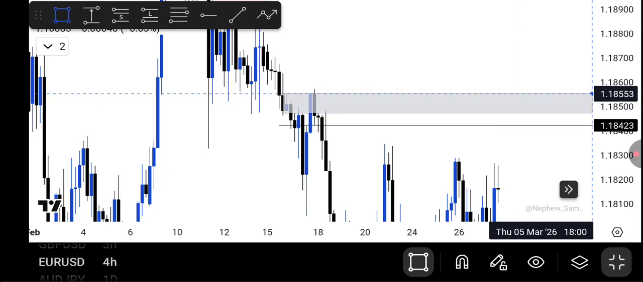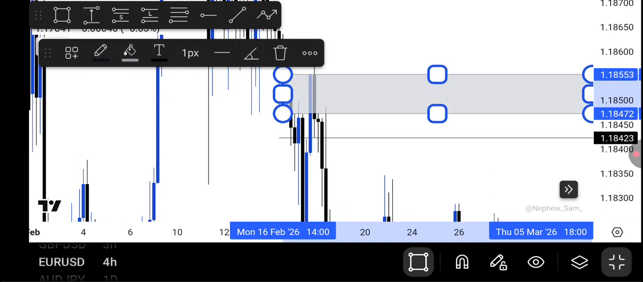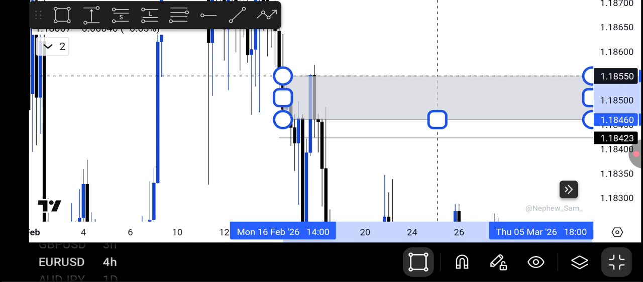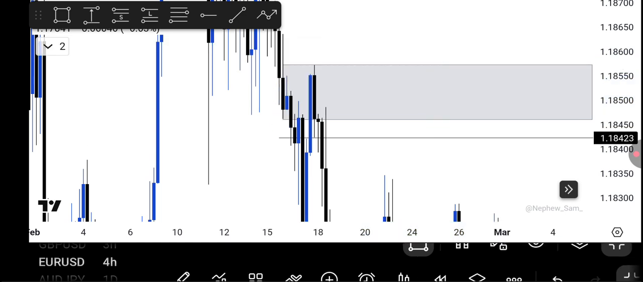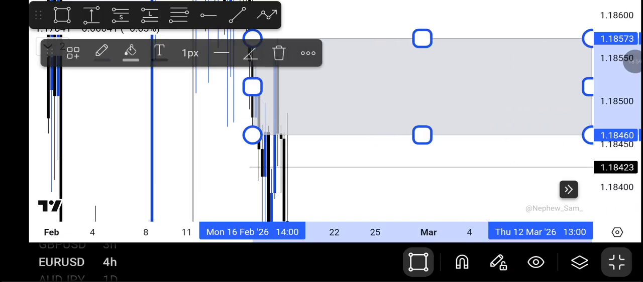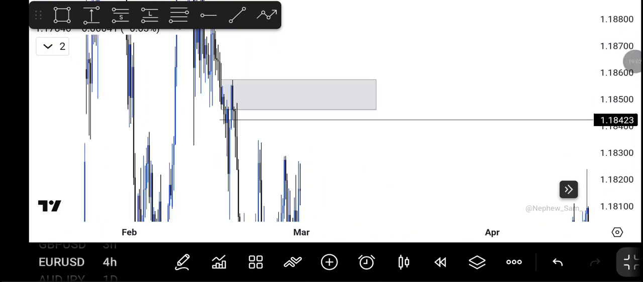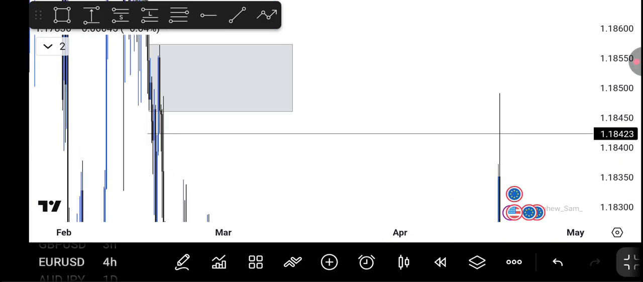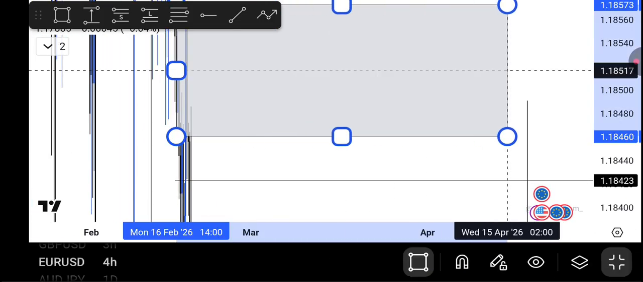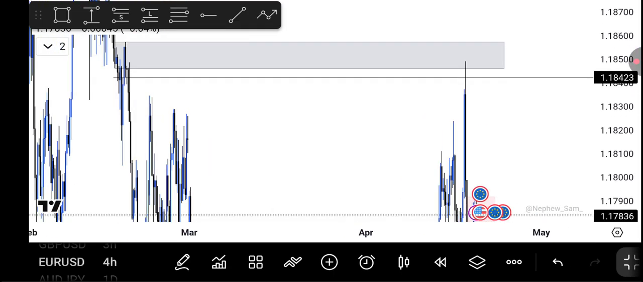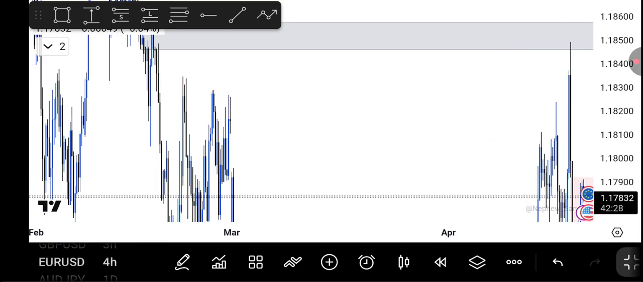Okay. For me, let me mark it out properly. I'm going to mark it from this body, from that body. Sorry guys. As you can see, the market tapped the fade order block.